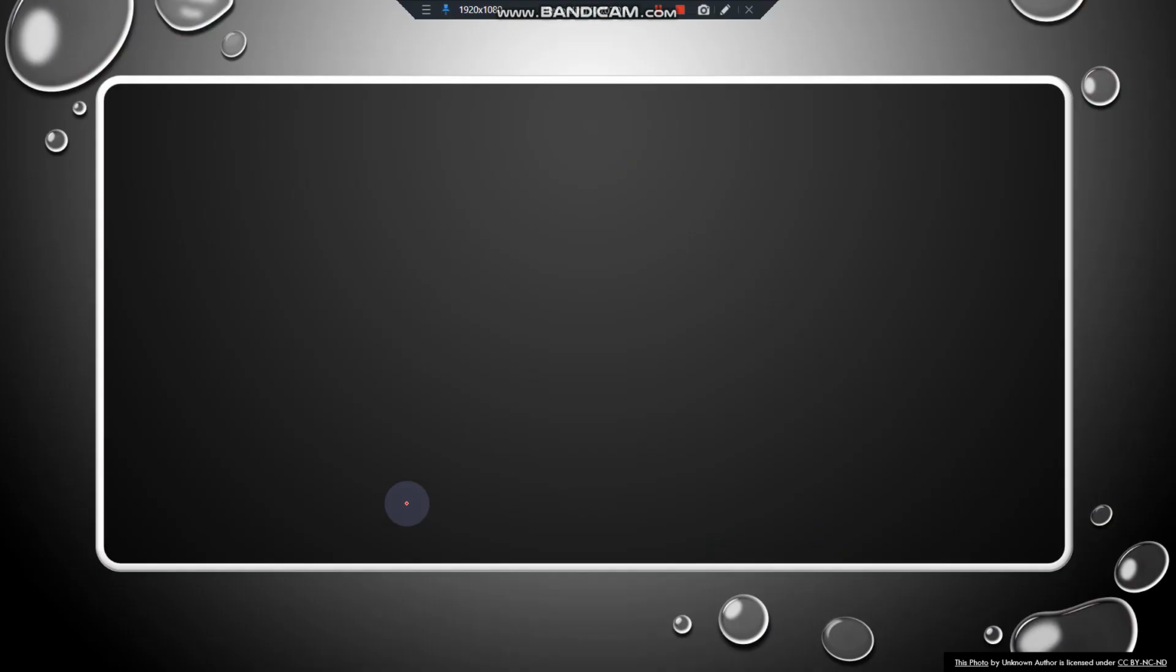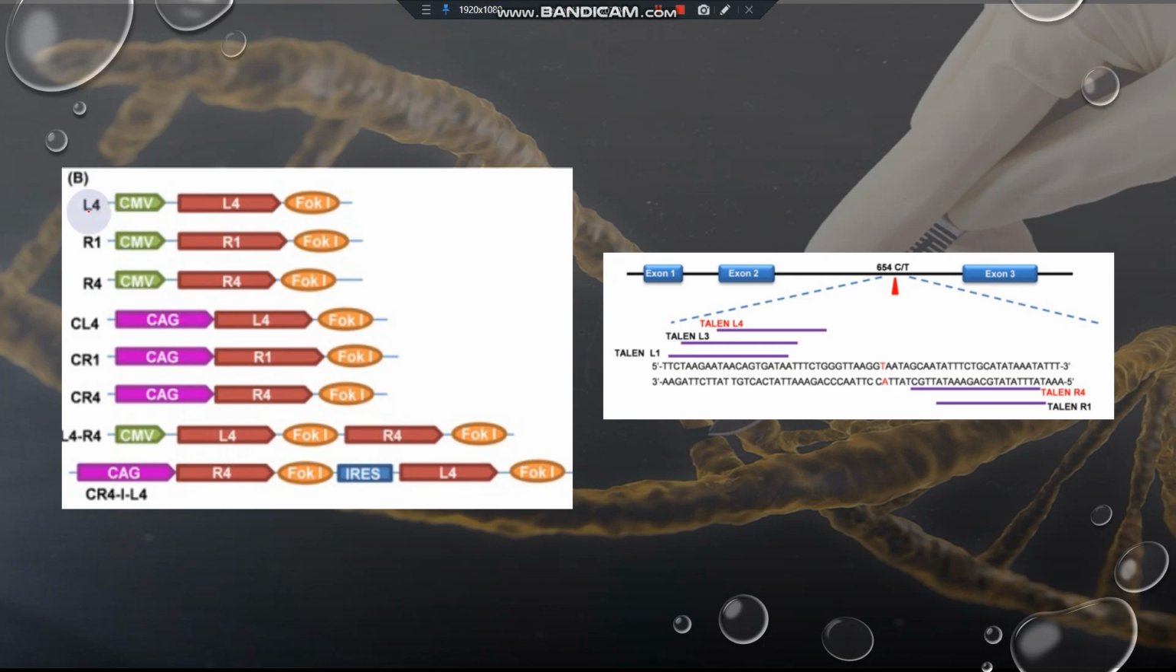In this slide, I'm going to talk about the mechanism, the points which were describing the TALEN vectors. So these are the monomeric units of TALEN, that is L4 and R4, as you can see here. The CMV promoter gets replaced by the CAG promoter, and when it gets replaced, the names of the L4 and R4 monomeric units change to CL4 and CR4.